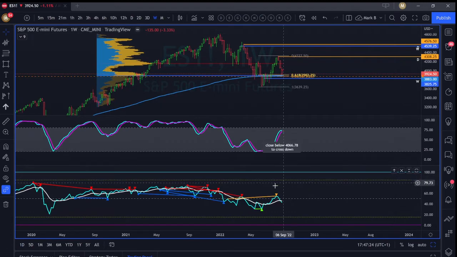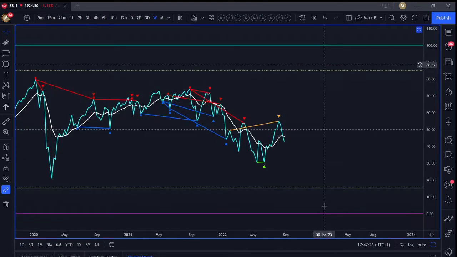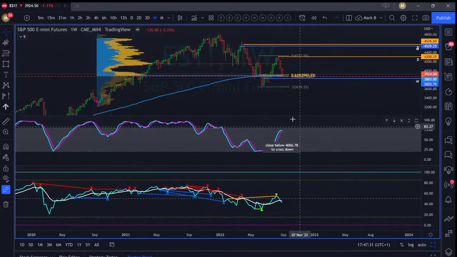Just looking at the RSI. The RSI has made a high there, and the price has made a lower high.